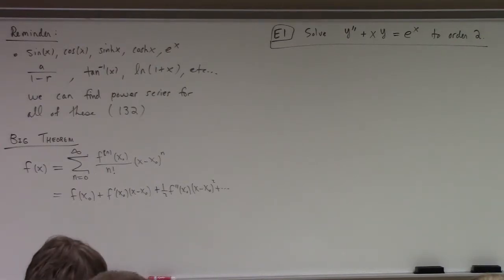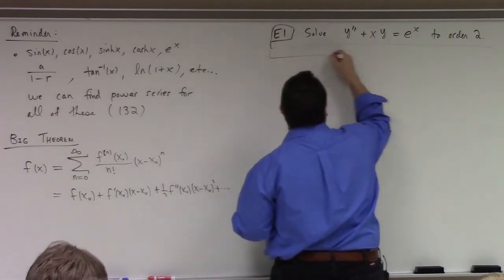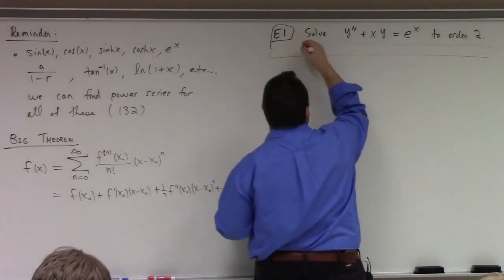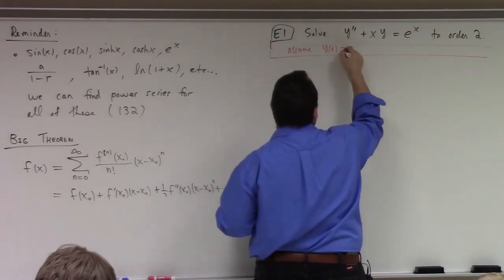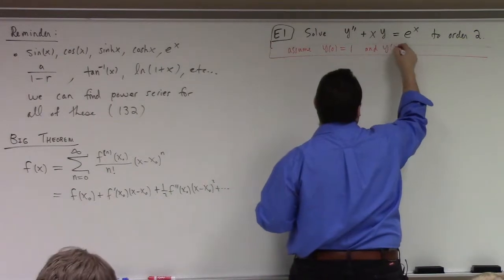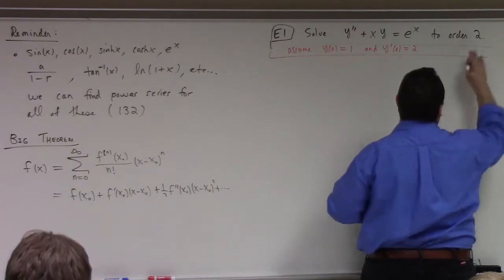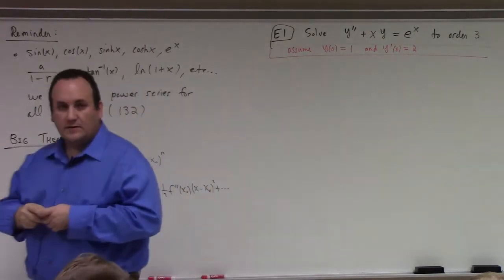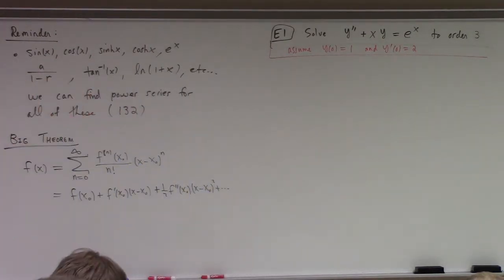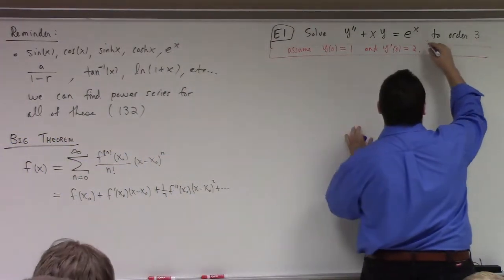Let me tweak my first example a little bit so we roll that idea into it. Let's add a little more structure here. Let's assume that y of 0 is 1 and y prime of 0 is 2. And let's up our game a little bit: let's look for order 3 just to make sure it's interesting. We're going to solve that using the power series technique.